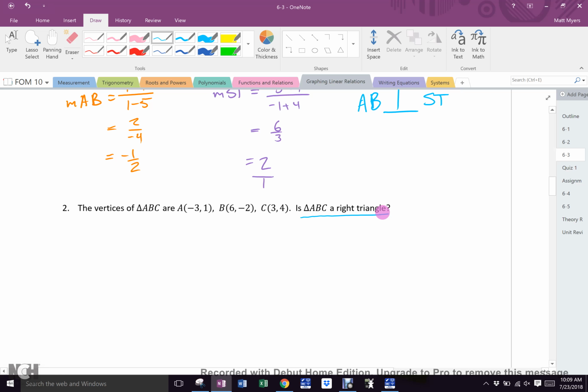But I don't really need to check 3 corners, do I? Because if I take 2 seconds to sketch the graph, I can eliminate some corners, can't I? So let's sketch the graph. A is going to be a pink dot. Where is negative 3, negative 1?